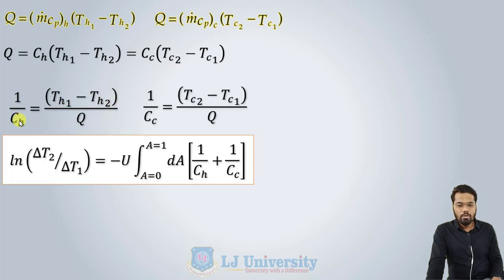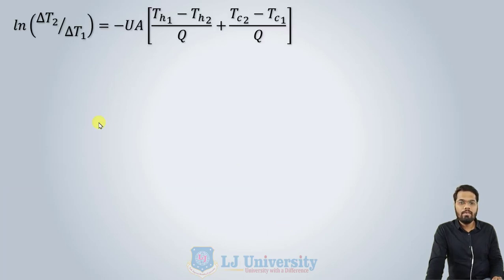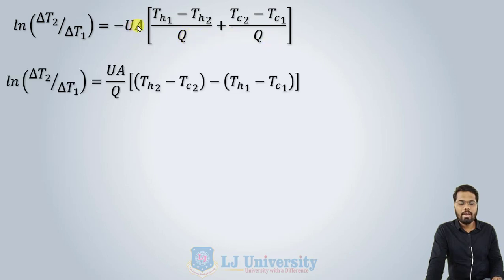So putting this value of 1 upon CH and 1 upon CC in this equation, we will get ln delta T2 divided by delta T1 is equal to minus U, this integration will become capital A. Instead of 1 upon CH, we can put (TH1 minus TH2) divided by Q here, and instead of 1 upon CC, we can put (TC2 minus TC1) divided by Q. Now if we simplify this equation, the Q will be common from both these terms, so it would be minus UA divided by Q in bracket.